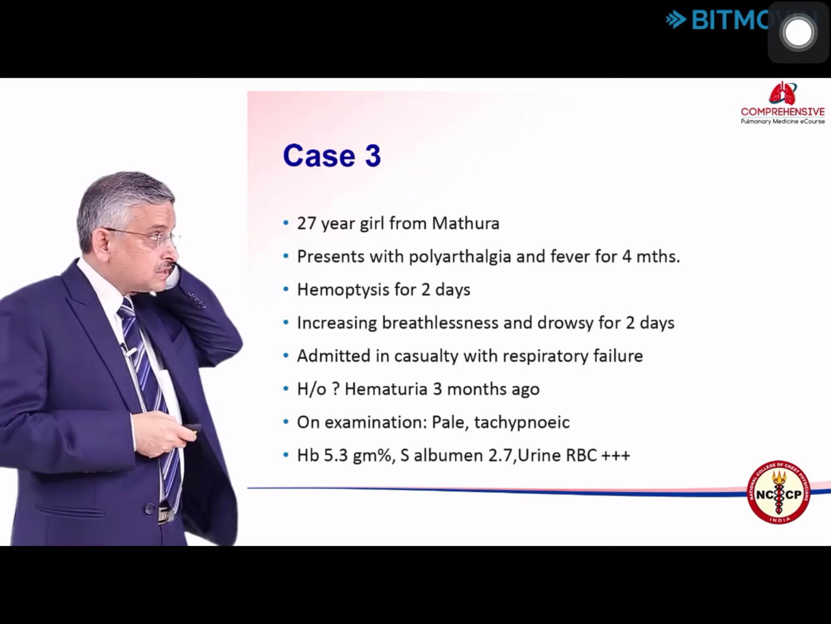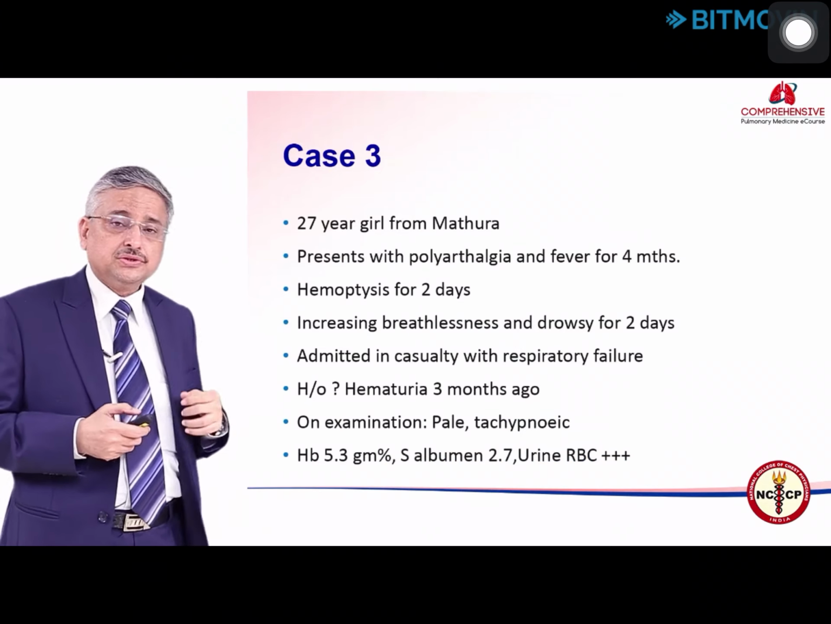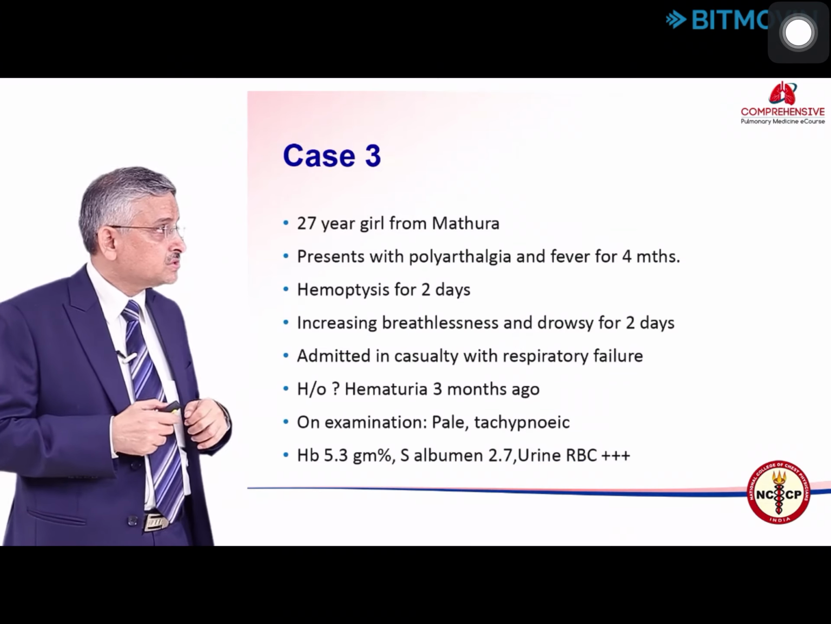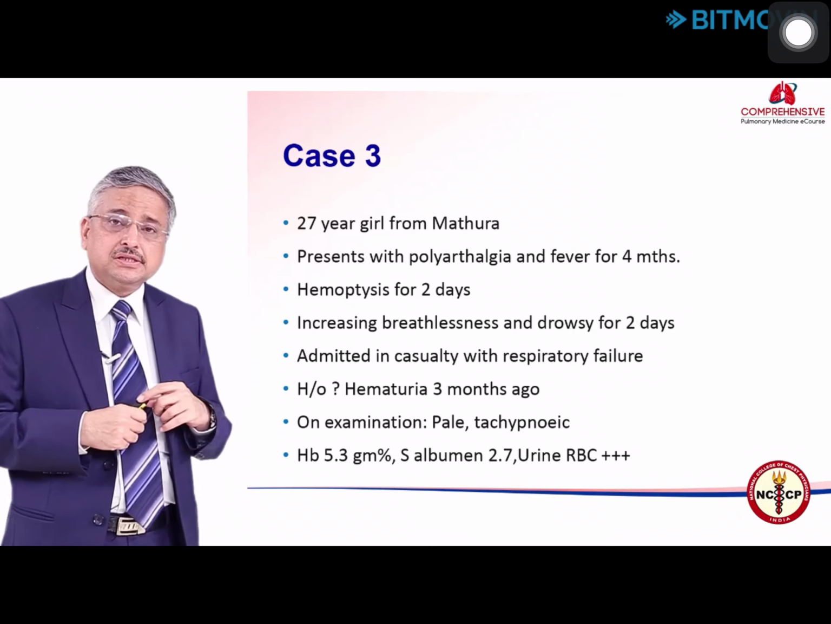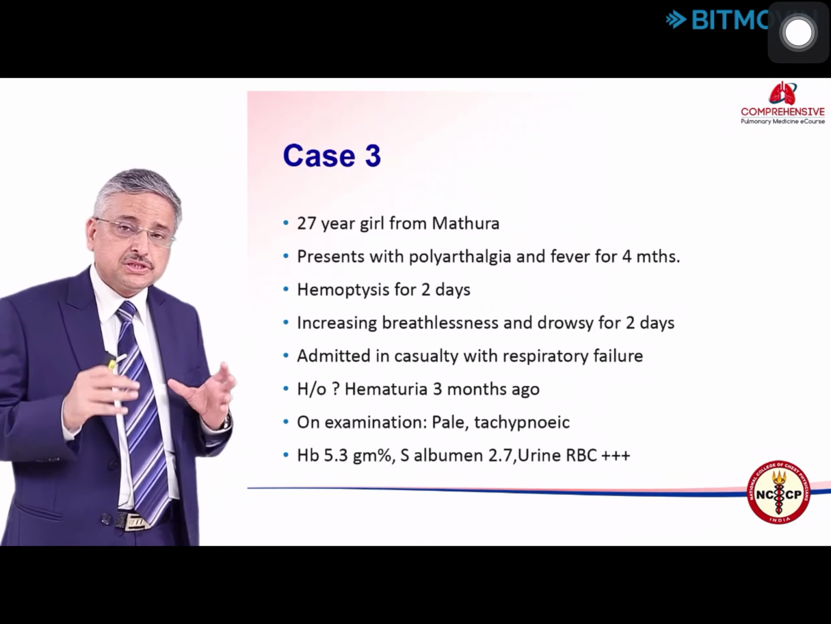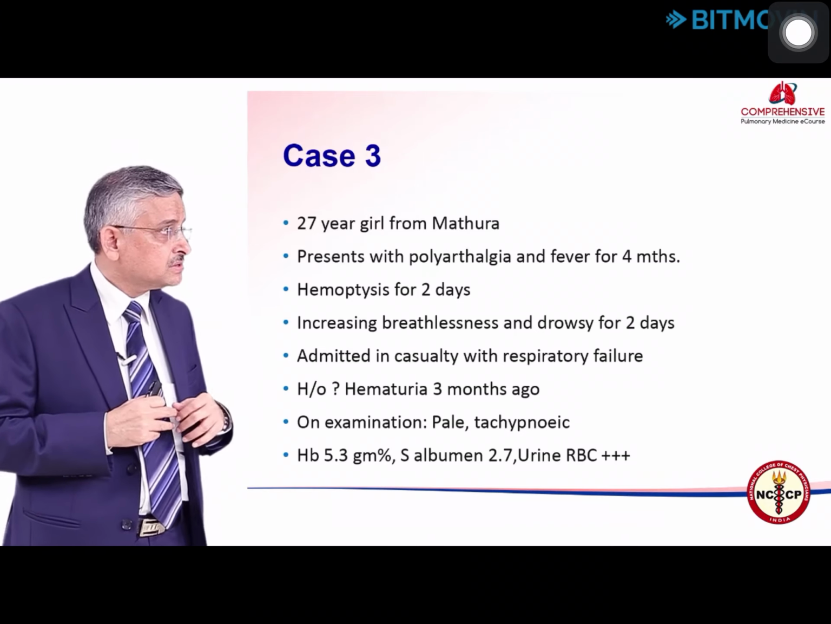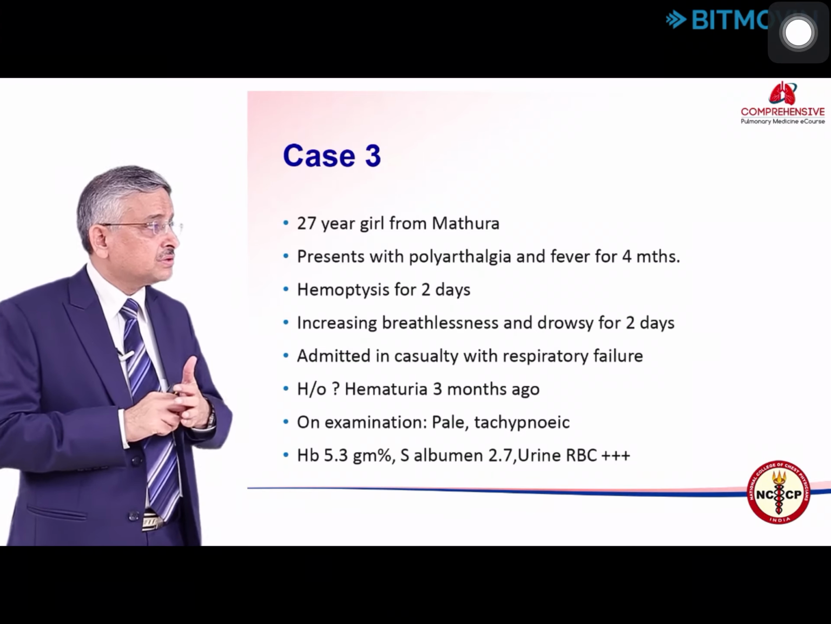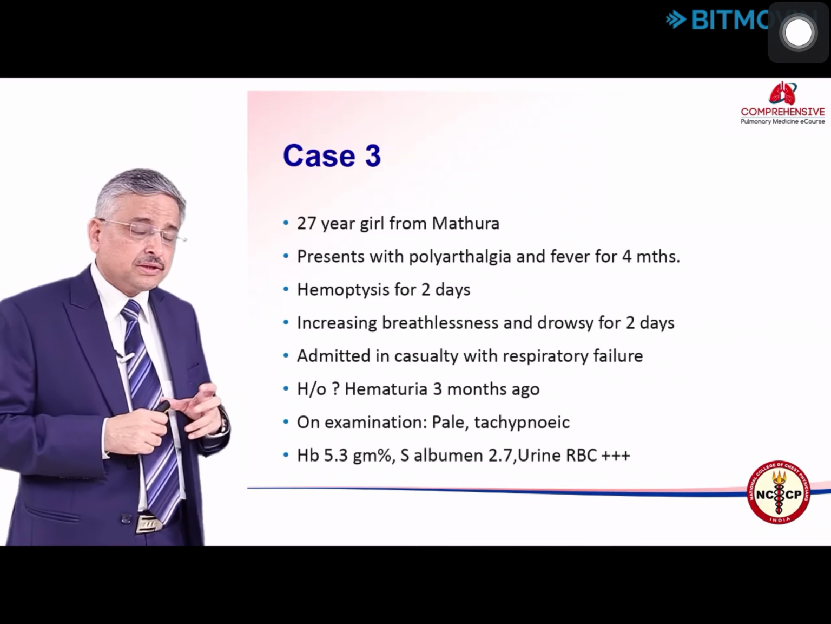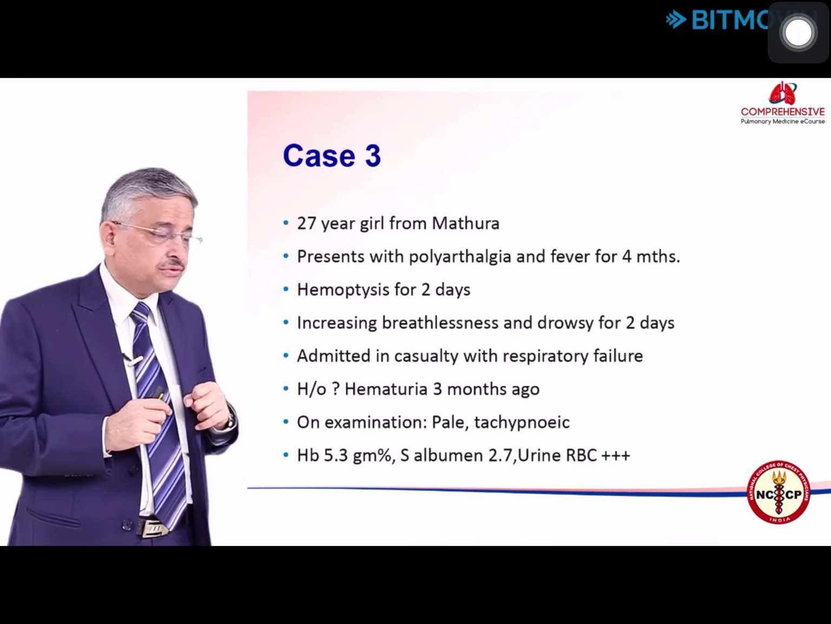Another case, this is a 27-year-old girl who came from Mathura almost about 6-7 years ago. She had presented with polyarthralgias and fever for 4 months, hemoptysis for 2 days and increasing breathlessness and drowsiness for 2 days. She was admitted in the casualty with respiratory failure. There was also a history of query hematuria 3 months ago.